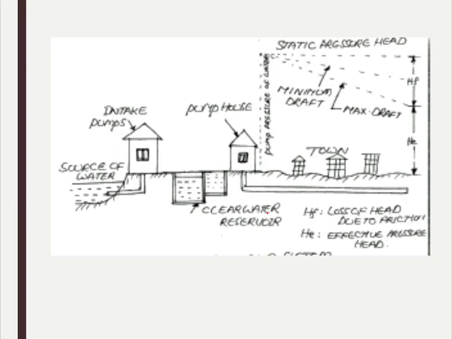In this diagram we can see the source of water, and here you have the clear water reservoir. From the pump house the water will be flowing into the city. Here we have the static pressure head, minimum draft, maximum draft. Then we have loss of head due to friction, and the effective pressure head. This is the effective pressure head, and this is the loss of pressure due to friction in the pipe.